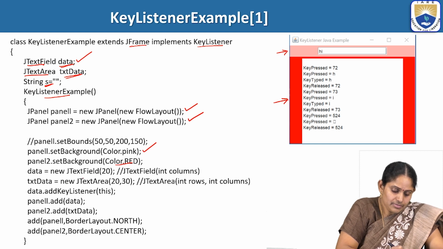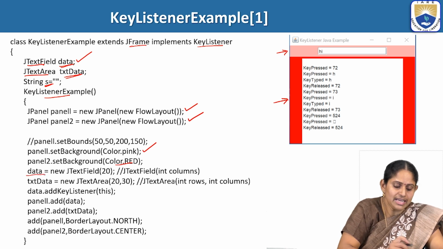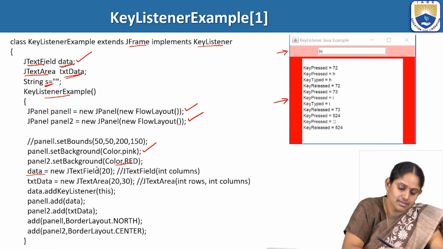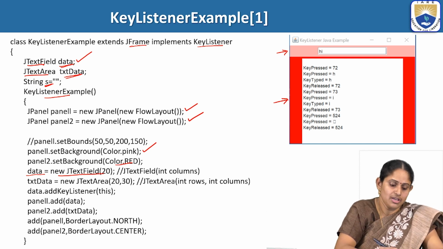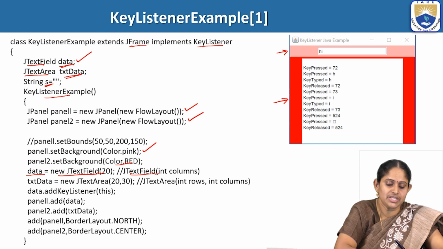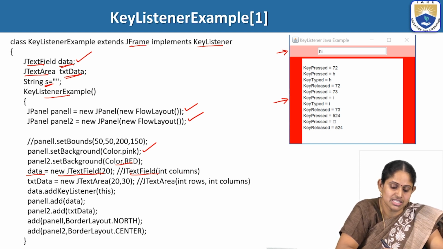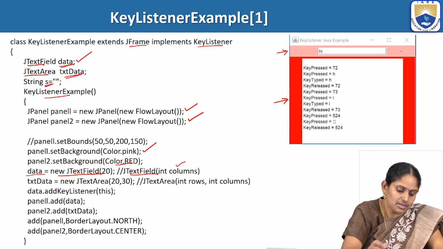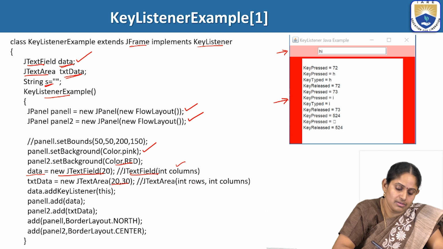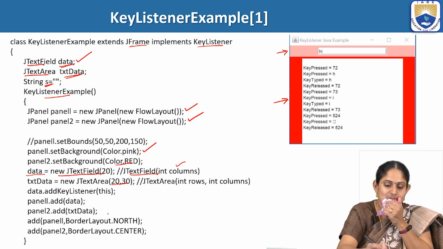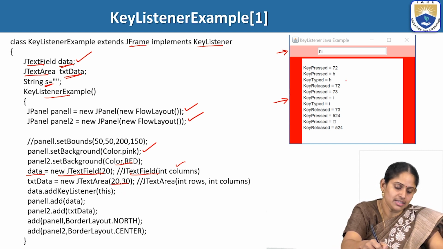Now we define the data text field to have 20 columns. This makes use of the JTextField(int columns) constructor, where the parameter passed specifies the number of columns. So here we have 20 columns. And we have the text area with 20 rows and 30 columns.